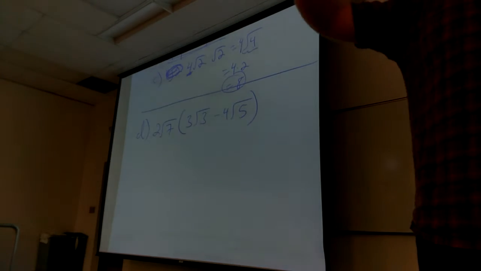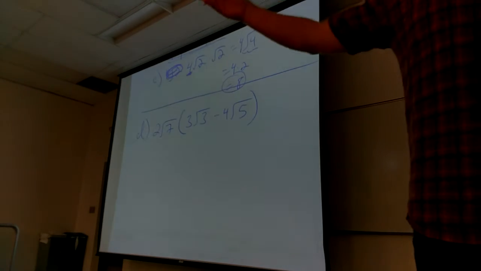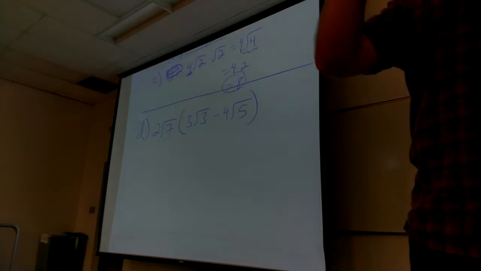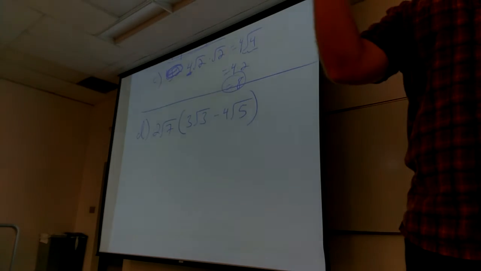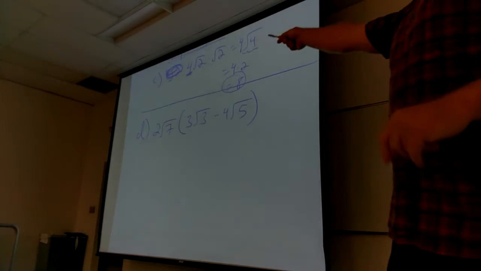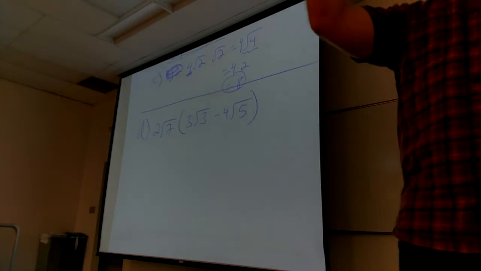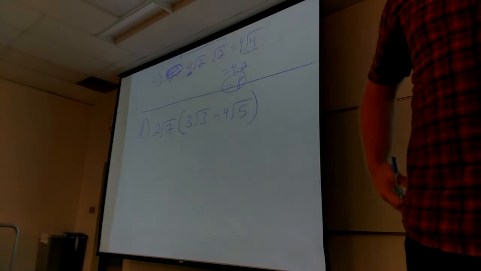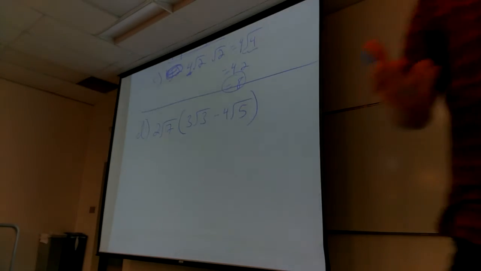More specifically, the distributed property. Again, properties don't care what's in the problem. It says if there's something in front of a subtraction problem in parentheses, I distribute that something. It doesn't care there's radicals in there. We do, but the process doesn't.